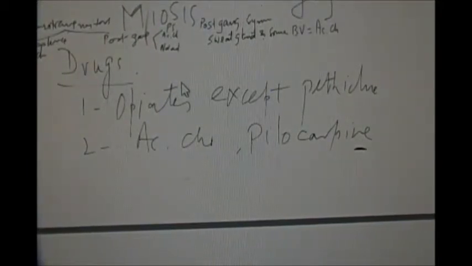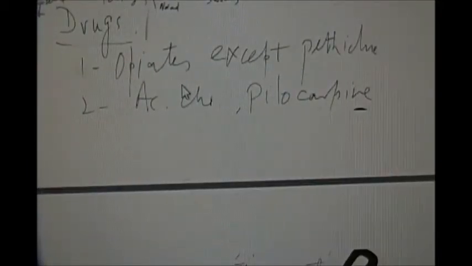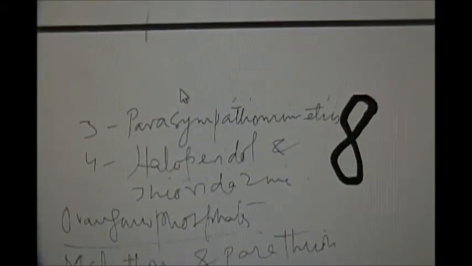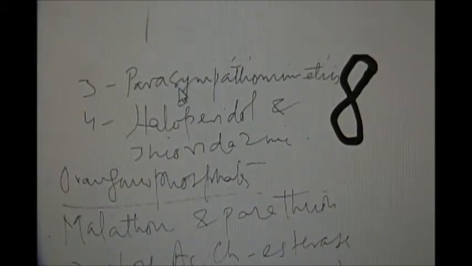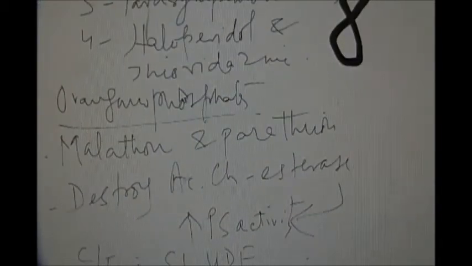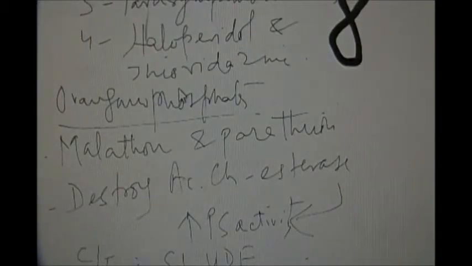Number 2, acetylcholine causes miosis, a pupillary constriction. Pilocarpine also causes this, and all the parasympathomimetics, haloperidol and thioridazine cause pupillary constriction.